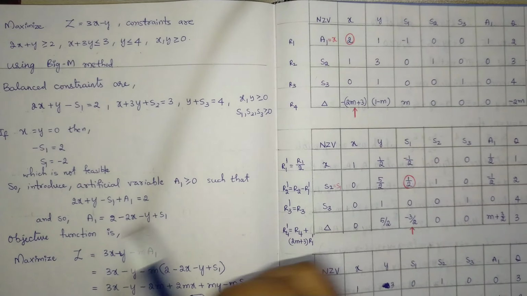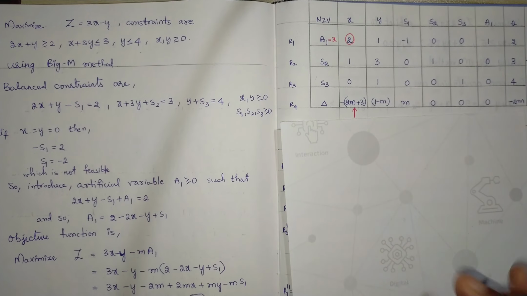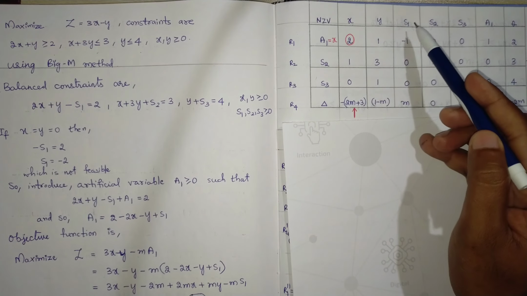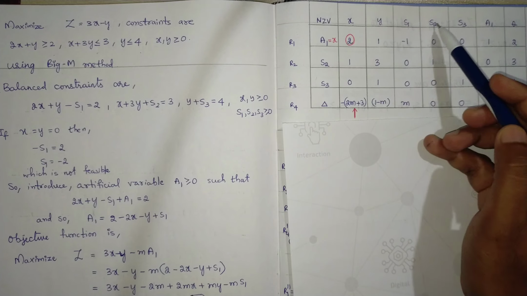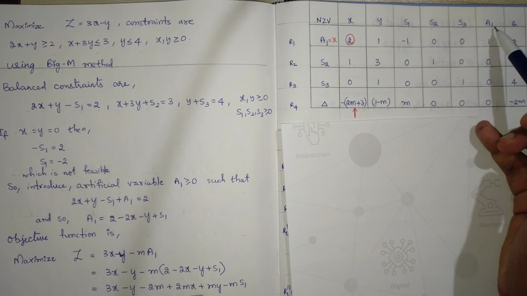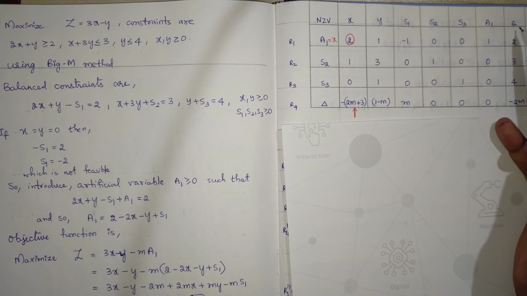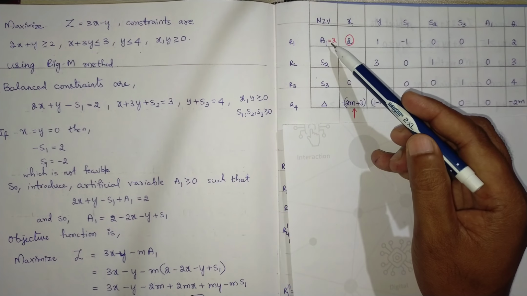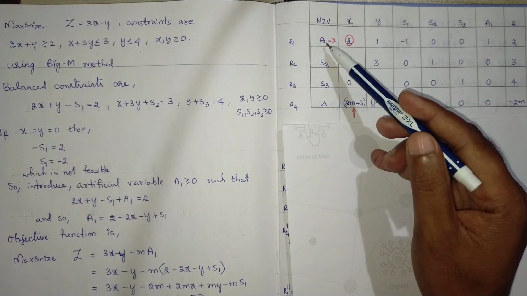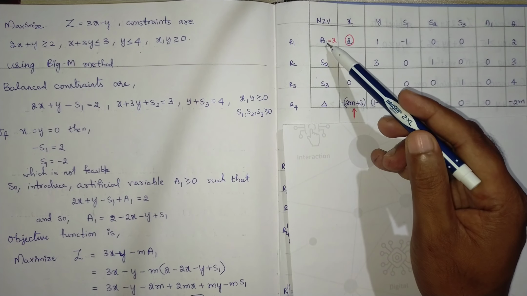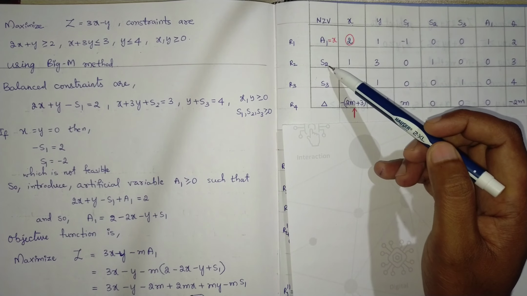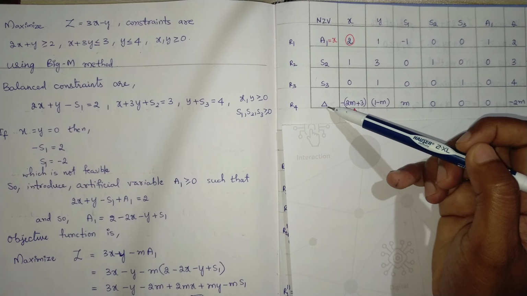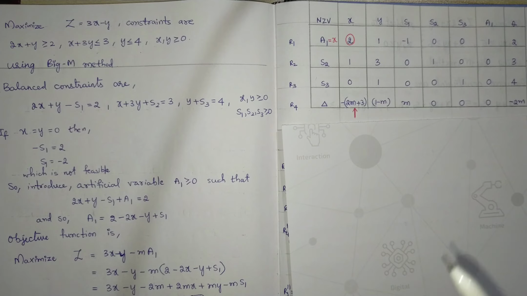Okay, so let us write the table now. We have an initial simplex table, so let us write the non-basic variables x, y, and we have three constraints, so s1, s2, s3, and one artificial variable we used there. Let us mention that, and the right hand side is quantity. For the first constraint we have the slack variable s1 as well as a1, so we need to write a1 here. In the second constraint we have s2, and in the third constraint we have s3, and this is for the objective function delta.